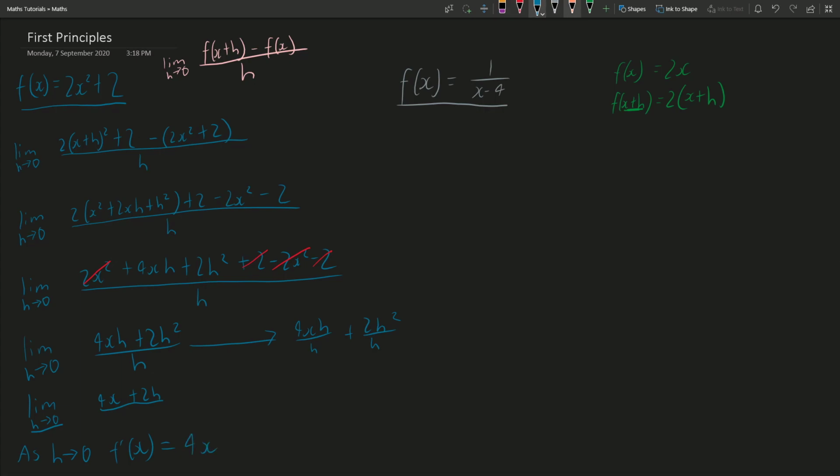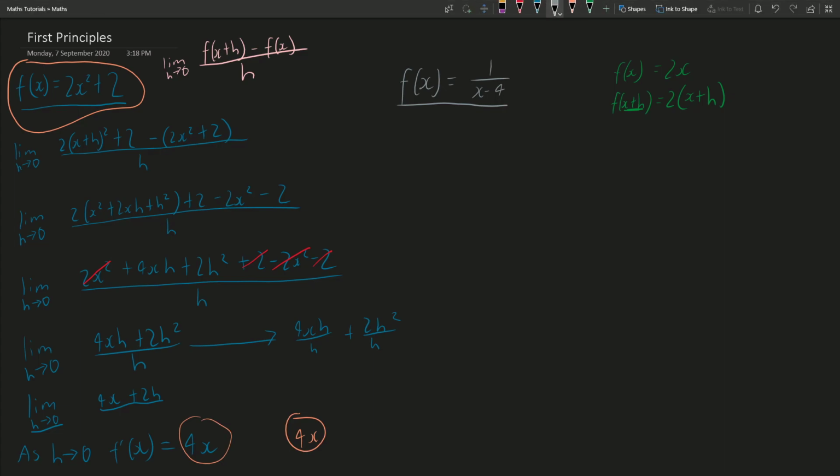Now just to confirm that you've got the right answer here, you can look back to the original equation, this one up here, and just find the derivative. So 2x squared becomes 4x, and the 2 just gets cancelled out. So if you have 4x here, it's the same as your final answer. You can verify that it's correct.